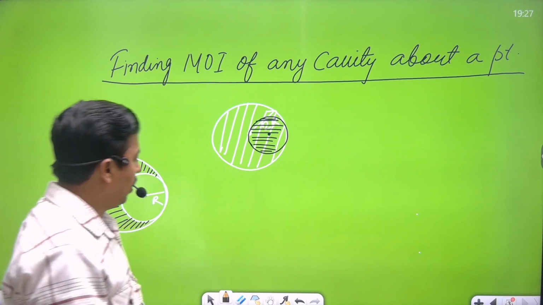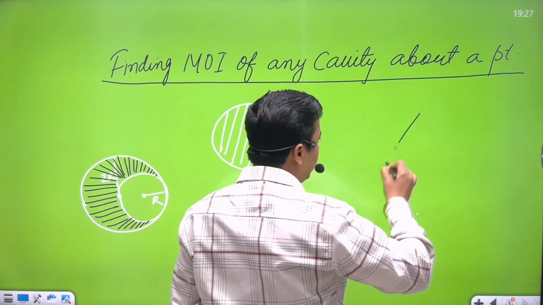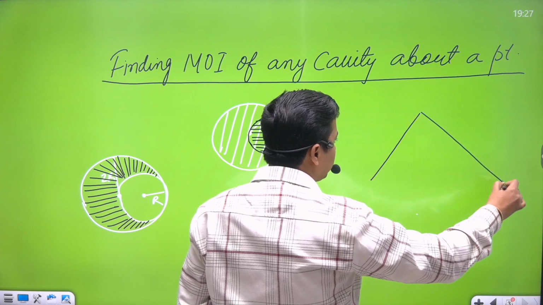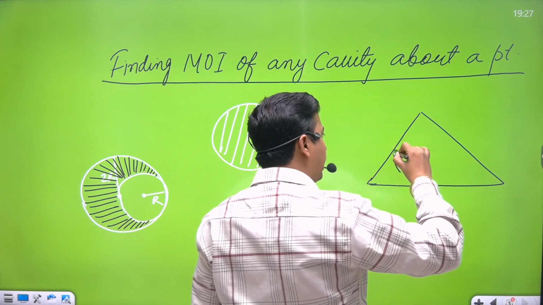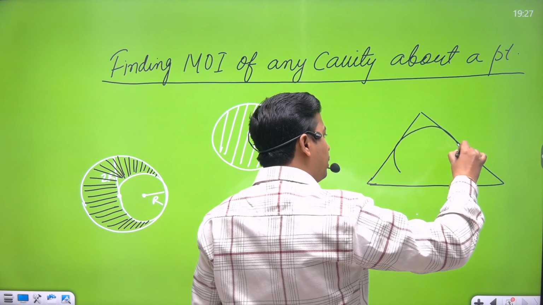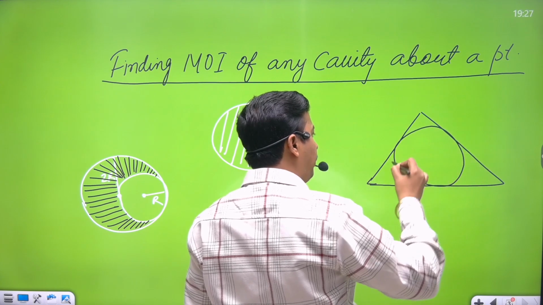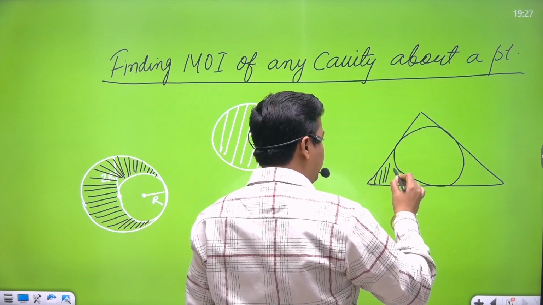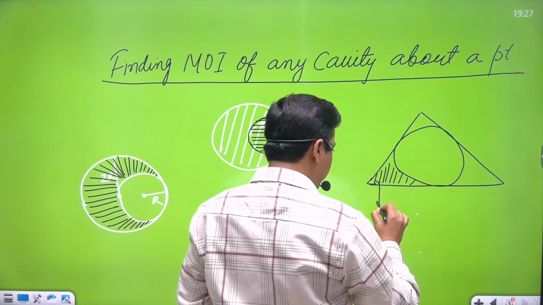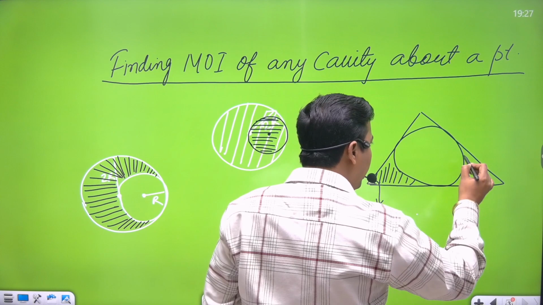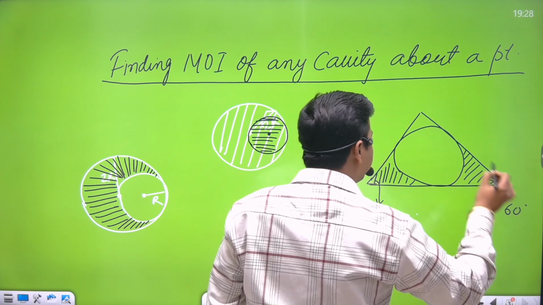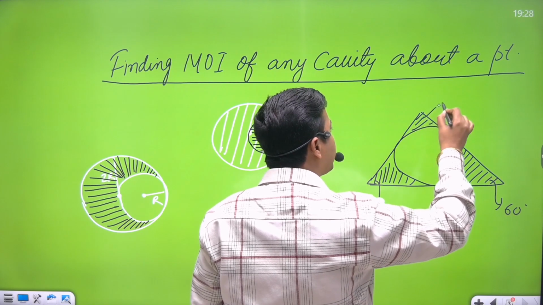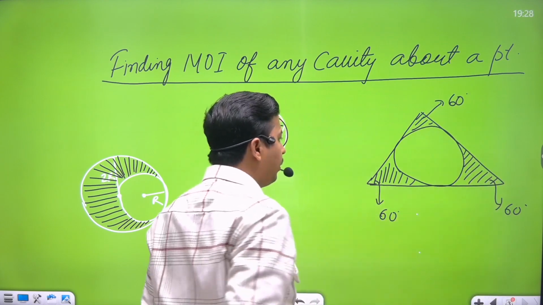Same way, a cavity can be formed like this. The approach is the same. The variety of problems can be different. So just focus on the approach. Let us suppose this is an equilateral triangle. This angle is 60 degrees. Again, this angle is also 60 degrees. This angle is also 60 degrees.